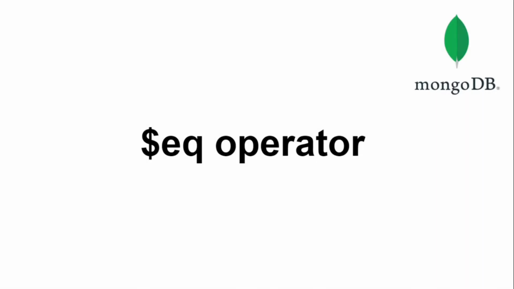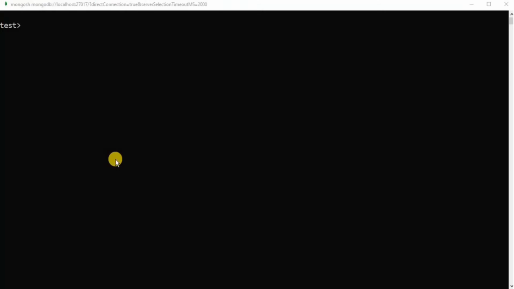Welcome back. In this video, I'm going to show you what is the purpose of the $eq operator and how you can use the $eq operator in MongoDB. Let's start the video by seeing what is an $eq operator. The $eq operator matches documents where the value of a field equals the specified value. It actually specifies an equality condition. In simple words, if you want to find any particular field inside a document, then you can use the $eq operator.